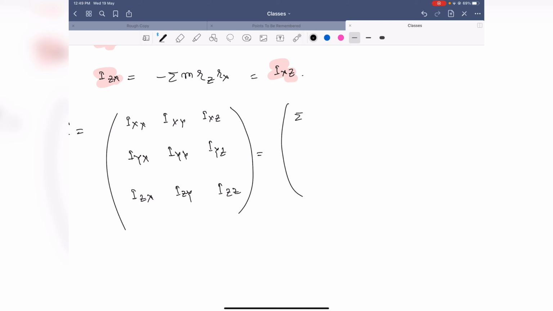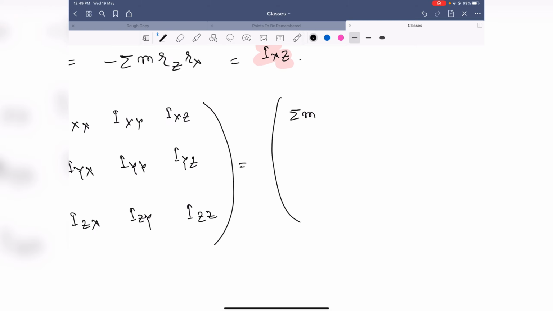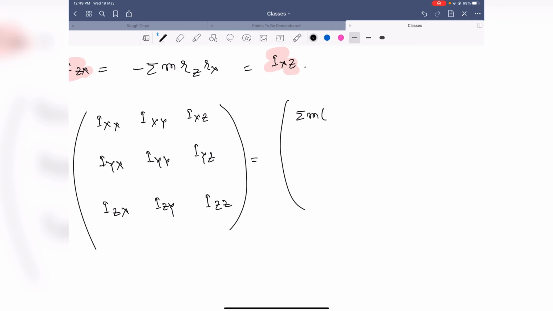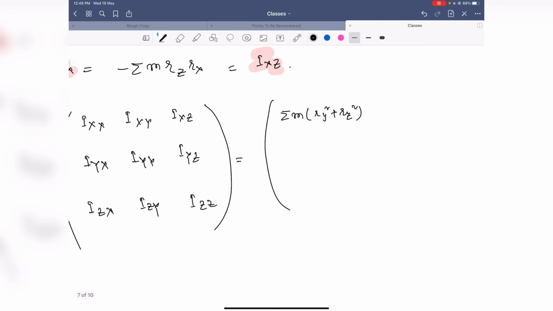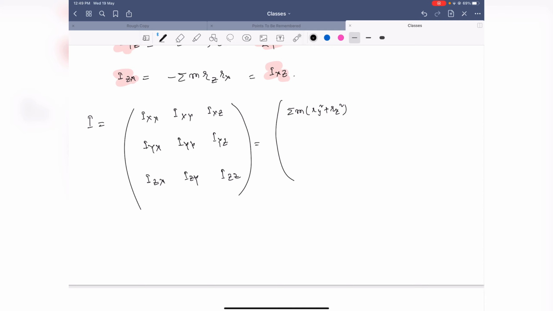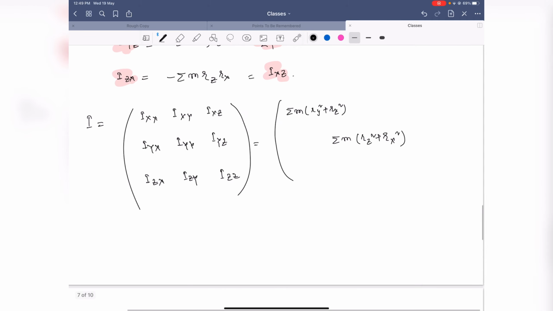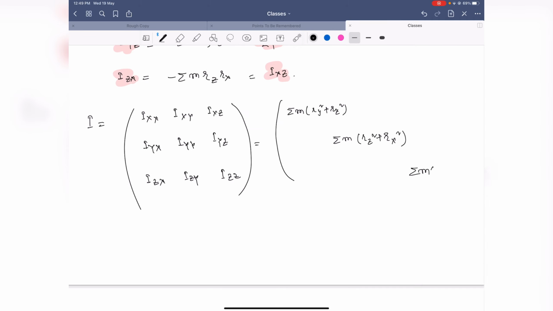So Ixx has a value of summation of m, and we can remember it as, since it is x, it will be summation of the next two terms. So it will be r_y squared plus r_z squared. Similarly I can write the next diagonal term, Iyy. It will be nothing but equal to summation of m r_z squared plus r_x squared. The last term remaining will be summation of m r_x squared plus r_y squared.